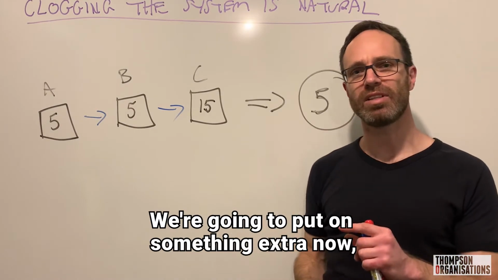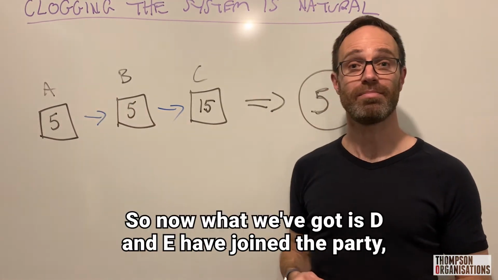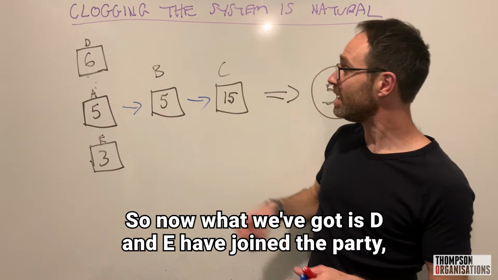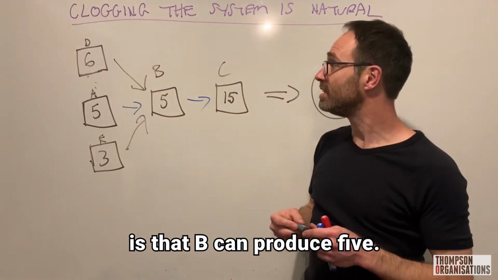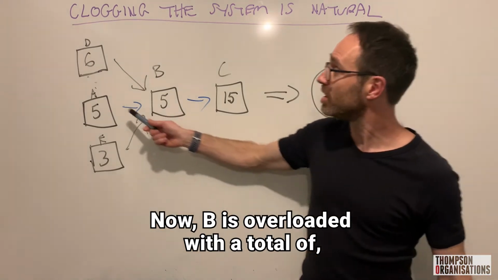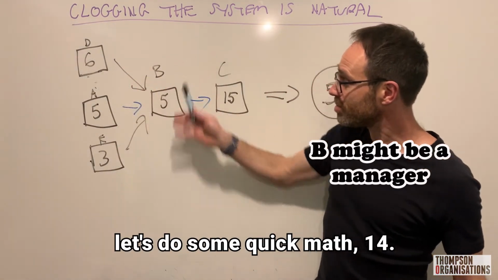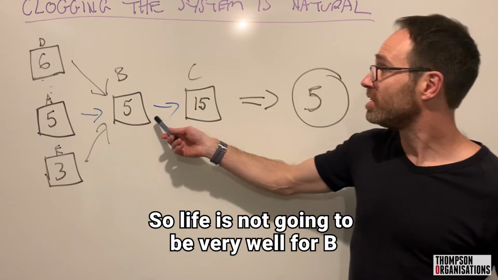We're going to put on something extra now. 2 more people sitting over there. So now what we've got is D and E have joined the party, and they also need B to do something. So now what we can pretty quickly see is that B can produce 5. Now B is overloaded with a total of, let's do some quick maths, 14. So life is not going to be very well for B.